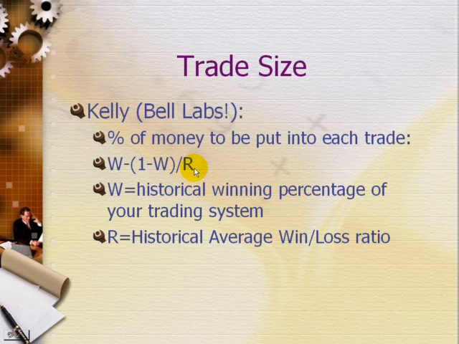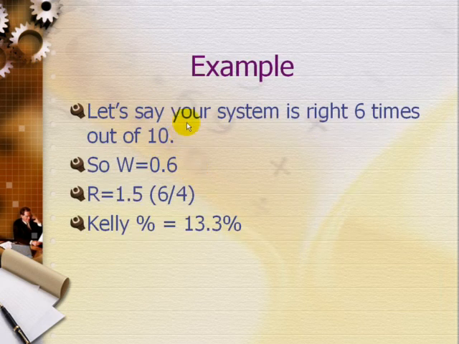So let's say your system is right 6 times out of 10. So W is 0.6, R is 1.5, i.e. 6 over 4, and the Kelly percentage is 13.3%. In other words, you should put 13.3% of your money into a particular trade. It's not a 13.3% stop loss. It's how much money you should put onto any one trade, is what it says.